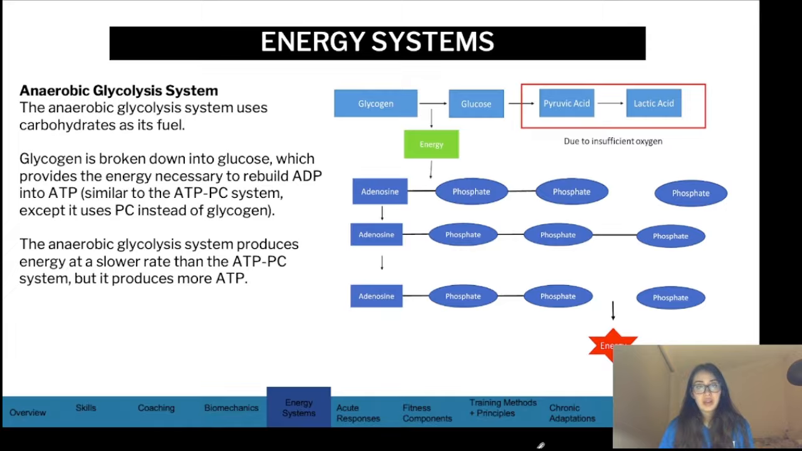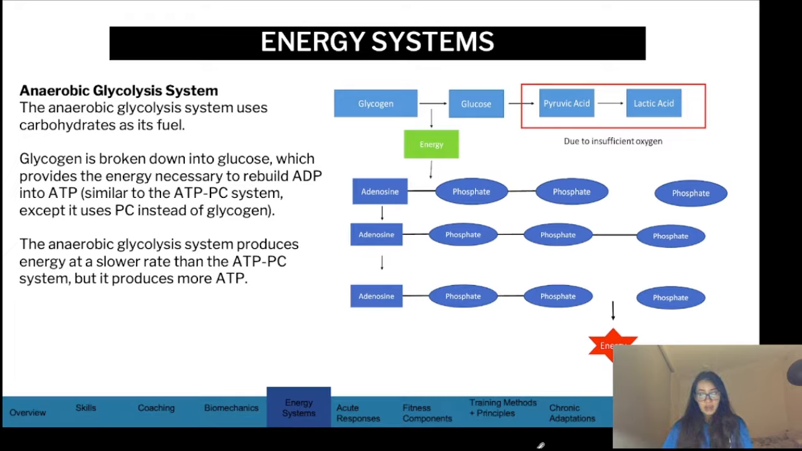Glycogen is broken down to glucose, which provides the energy necessary to rebuild ADP into ATP. Similar to the ATP-PC system, except it uses glycogen instead of PC. The anaerobic glycolysis system produces energy at a slower rate than the ATP-PC system, but it produces more ATP.